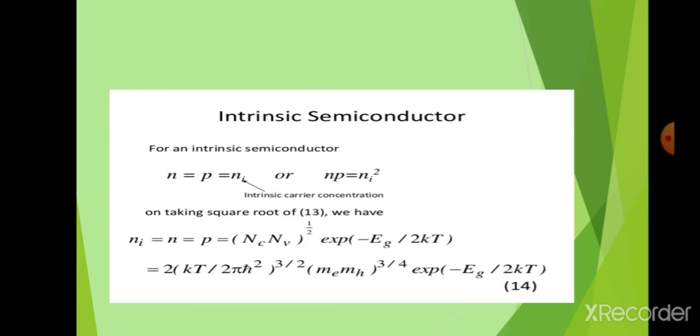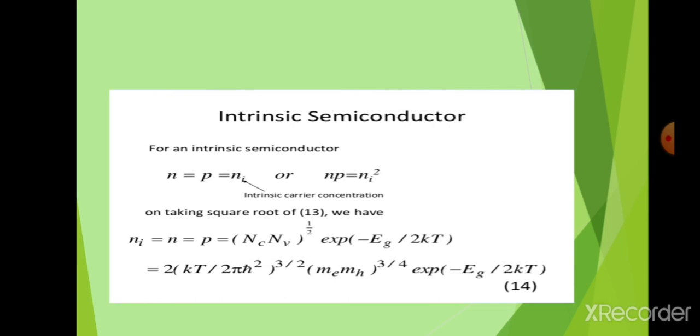For an intrinsic semiconductor, n is equal to p is equal to ni. So np is equal to ni square. ni is the intrinsic carrier concentration. If we take the square root, ni is equal to n, which is equal to p, and that turns out to be (Nc Nv) to the power half exponential of minus Eg by 2kT, which is equal to 2 (kT divided by 2 pi h square) to the power 3 by 2 (me mh) to the power 3 by 4 exponential of minus Eg divided by 2kT. So this is the intrinsic carrier concentration in semiconductors.